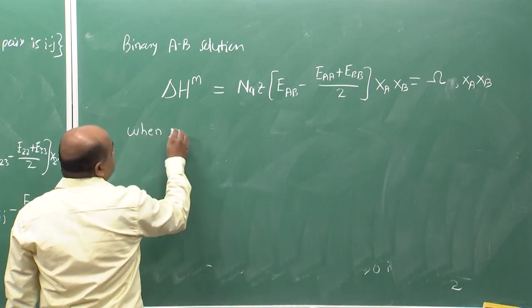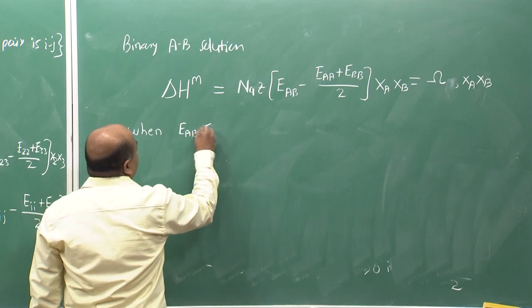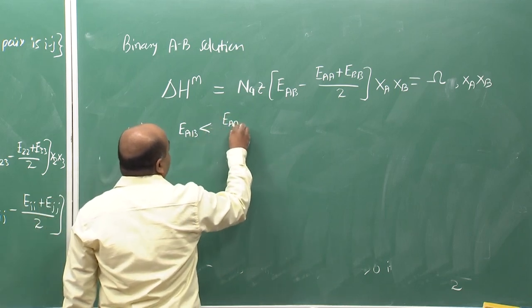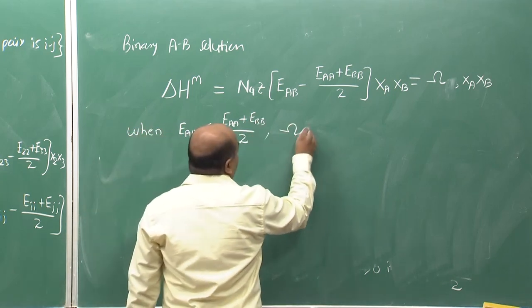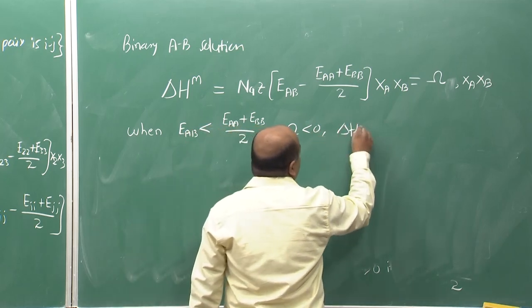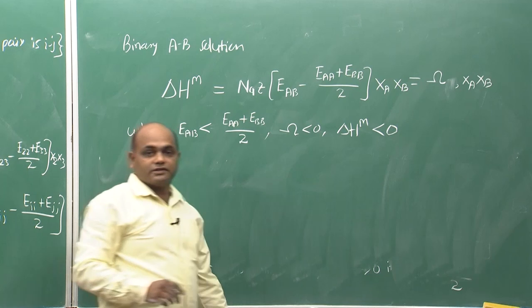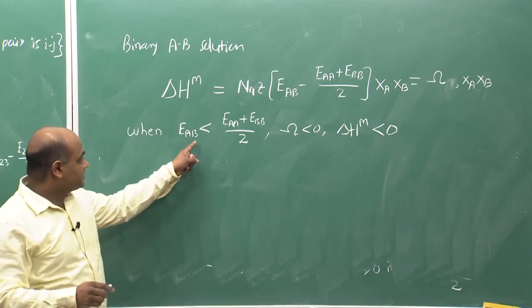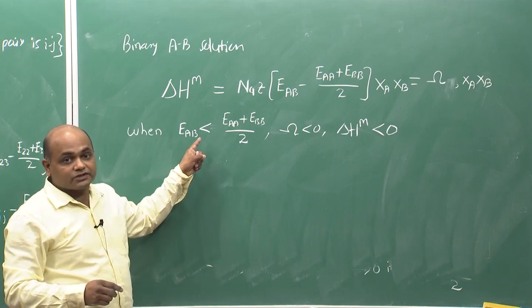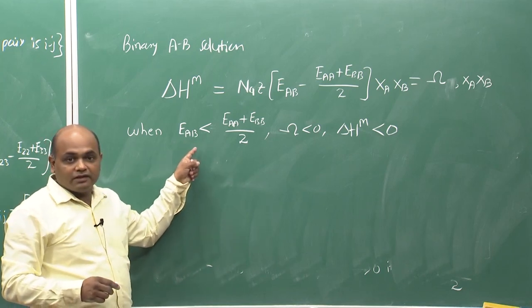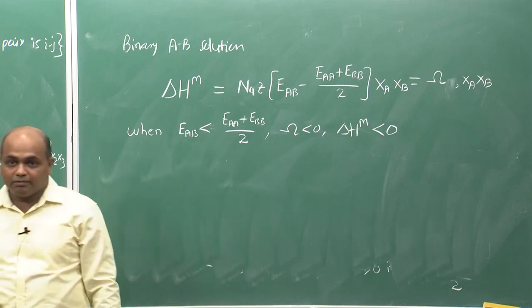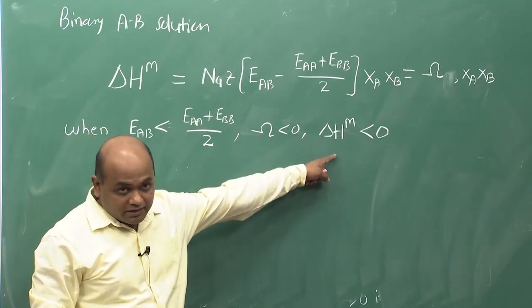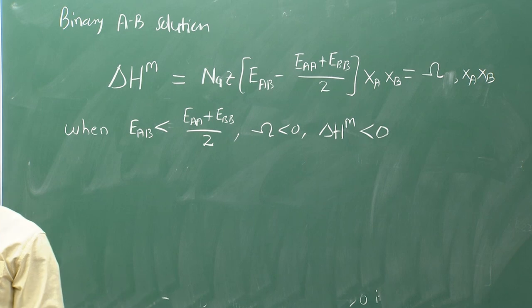But when EAB is less than the average of the AA and BB bond energies, omega is less than 0, which means delta HM is less than 0. Essentially, if AB bonds are stronger, stronger bonds mean lesser bond energy. So when AB bonds are stronger than the average of AA and BB bonds, the enthalpy of mixing is negative, which means heat will be released during the process of mixing.